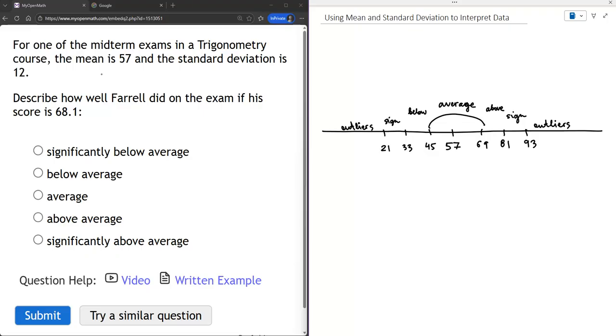And let's see, their score is 68.1. 68.1 falls right about here. And according to our statistical interpretation, Farrell just did about average. Again, let me point out that average doesn't mean they scored 57. That means they did in this, what we would call an average range of scores.